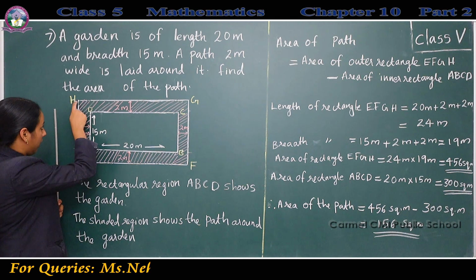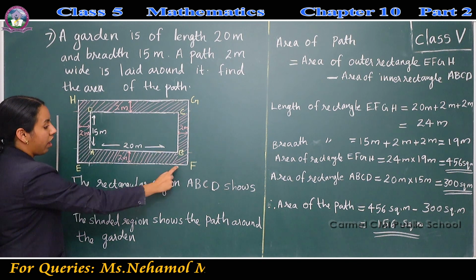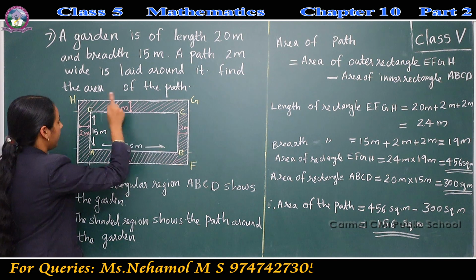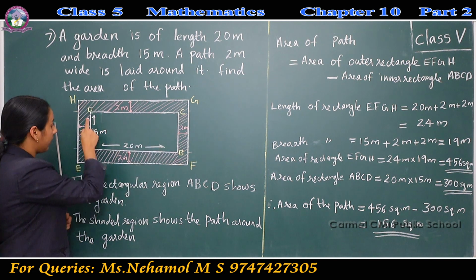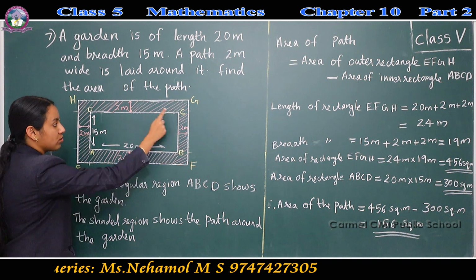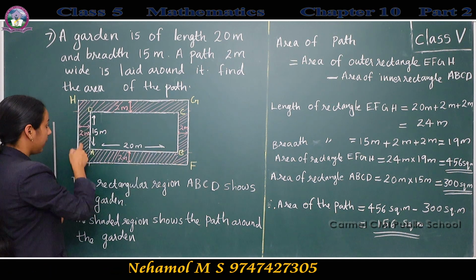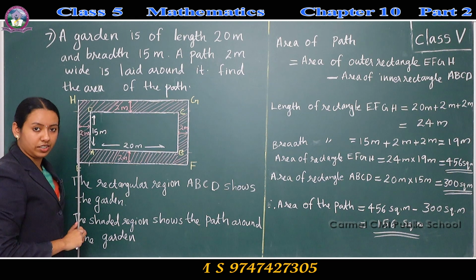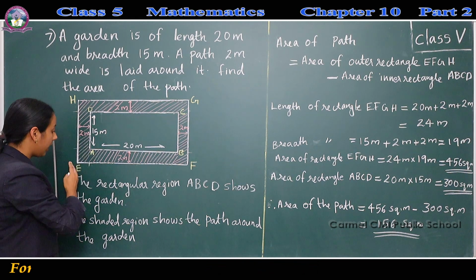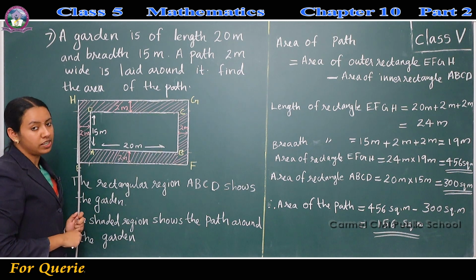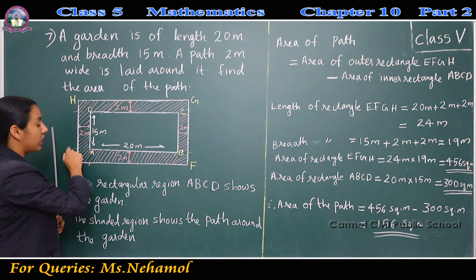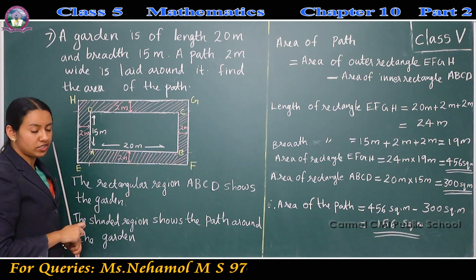Yes, area of the outer rectangle EFGH minus area of the inner rectangle ABCD will give area of this shaded region, isn't it? Then, so first we have to find area of the outer rectangle. For that we need length and breadth of the outer rectangle.